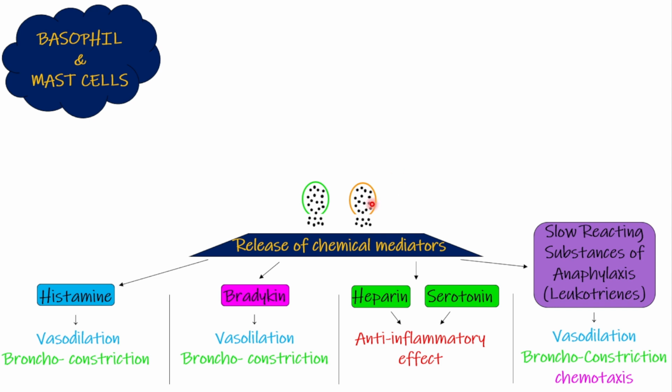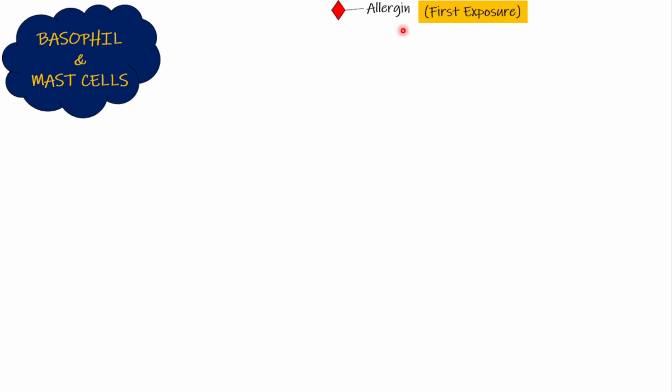So you just have to remember one point, that these basophils and mast cells will release a lot of chemical mediators. But how do they release these chemical mediators in response to an allergen? That is what we are going to discuss now. So the first step is the allergen enters into the body.